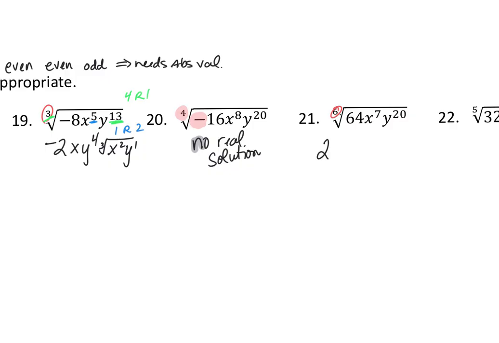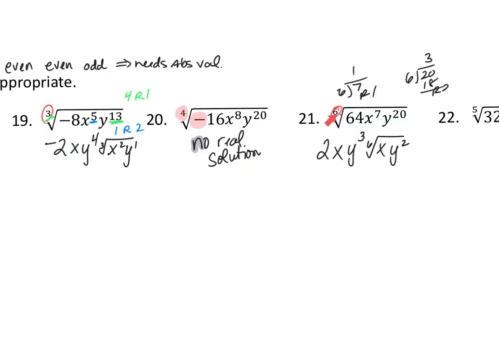7 divided by 6 is 1, remainder 1. So 1x stays, x to the first goes outside, and 1x is going to stay inside. And then 6 goes into 20 3 times, remainder 2. So I have y squared inside, the remainder inside, and y cubed outside.